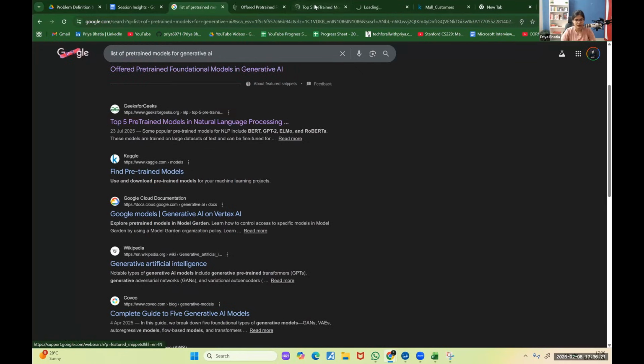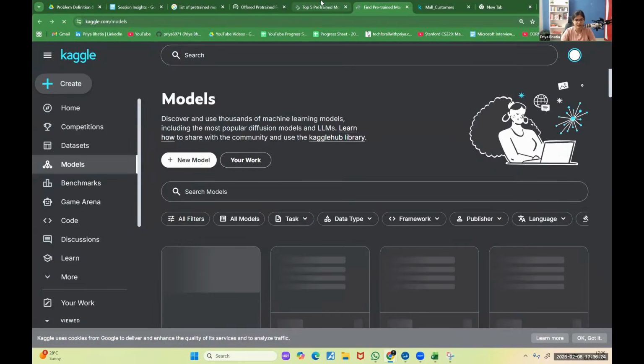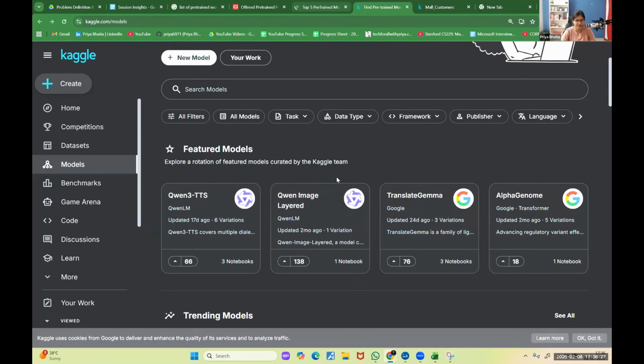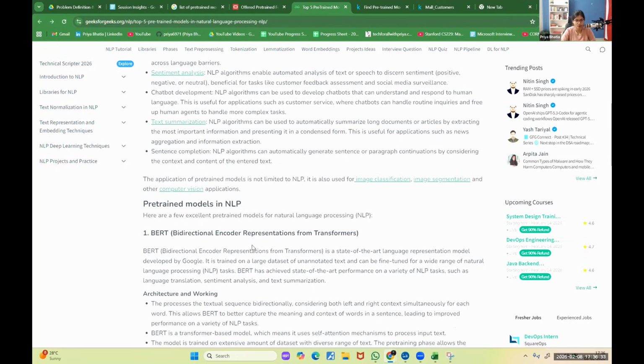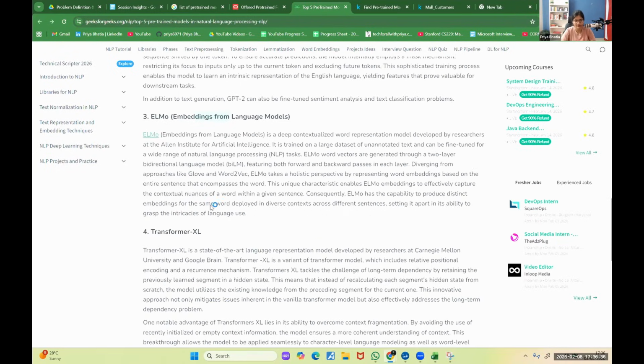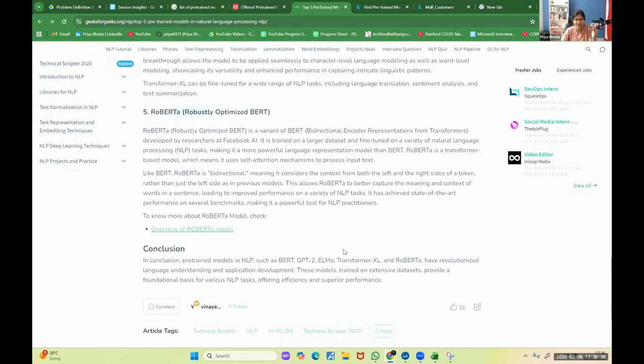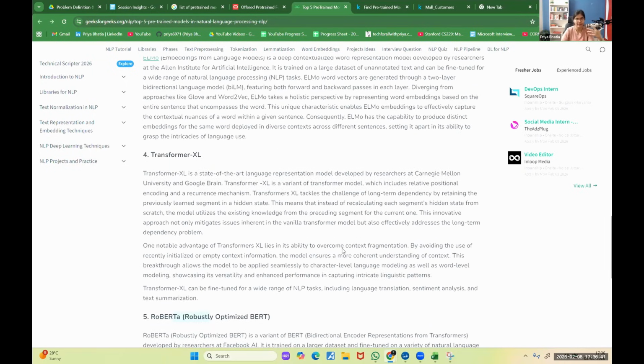You can find a complete list of this. Top 5 pre-trained models: BERT, GPT, Elmo, Transformer, Roberta. There are many more. And every pre-trained model has its unique capability. Depending upon what specific use case you are solving, you have to see which specific pre-trained model is already trained for that use case, and you will pick that specific pre-trained model only to do that specific task. Is this fine? Is this clear to everyone?